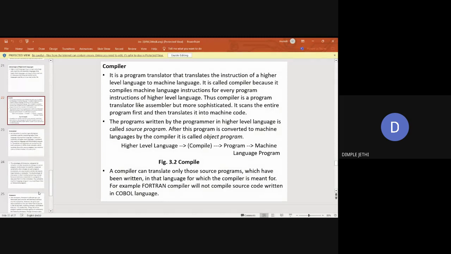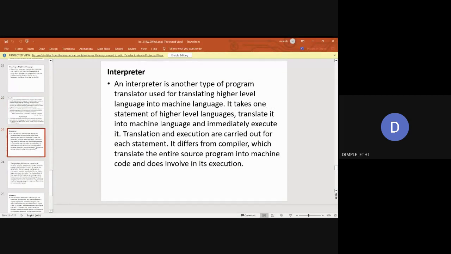Okay. So for Fortran language, you have Fortran compiler. For COBOL language, you have COBOL compiler, right? So for each language, you have a different compiler, meaning program translator, right? So it will translate your program into machine code. Now there are two types of translator. One is compiler and one is interpreter.